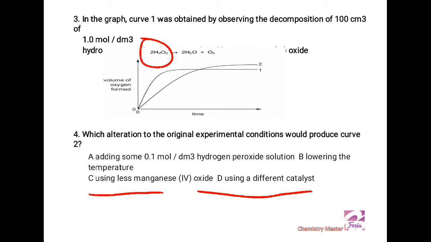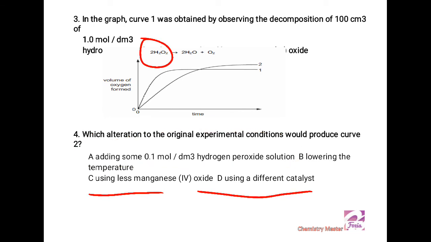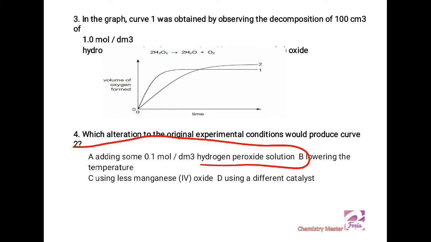But when we see option A, curve 2 is producing more oxygen. A greater volume of oxygen is produced here. So finally, if the reagent is added, the rate will be altered and we will get more amount of products. As one of the products is oxygen, that's why we will get curve 2.